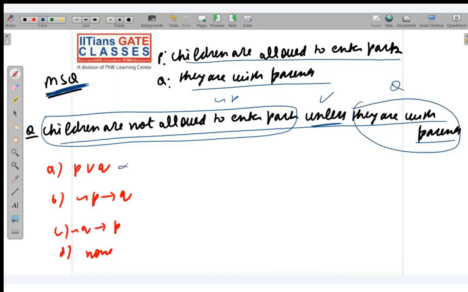So P or Q, clearly it is false. Children are allowed to enter park, I have said, na? So this is not P or Q I am getting. Not P or Q is just like P implies Q. But I'm getting here not P implies Q, so obviously they are not equal. Not Q implies P, if you say this, what is not Q implies P? Q bar bar plus P, that is nothing but P or Q. But I'm getting not P or Q. So this is also false. So none is correct.